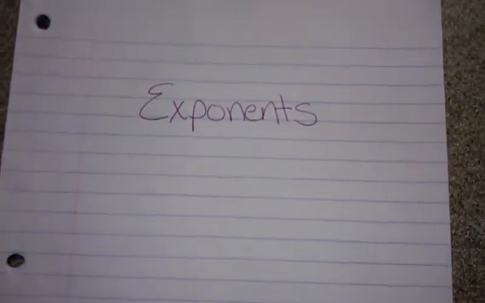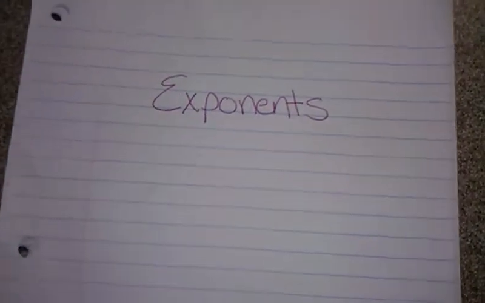This video is a review over exponents. Right here you see we've got 2 to the 0 power and 4 to the 0 power. If you put that in the calculator right now and press enter, you'll find out that anything to the 0 power is 1.